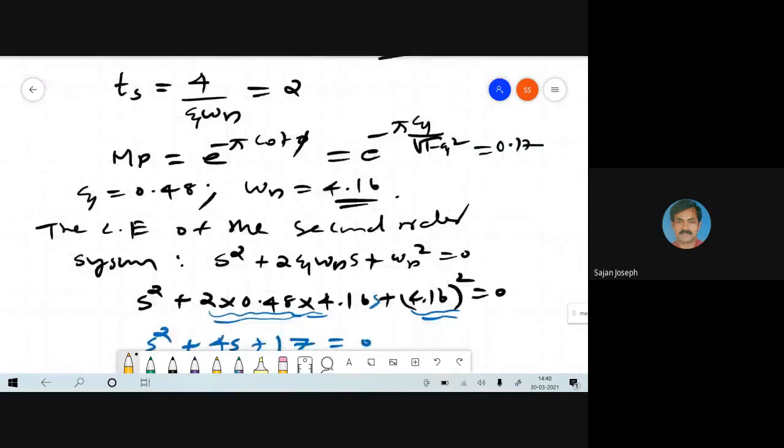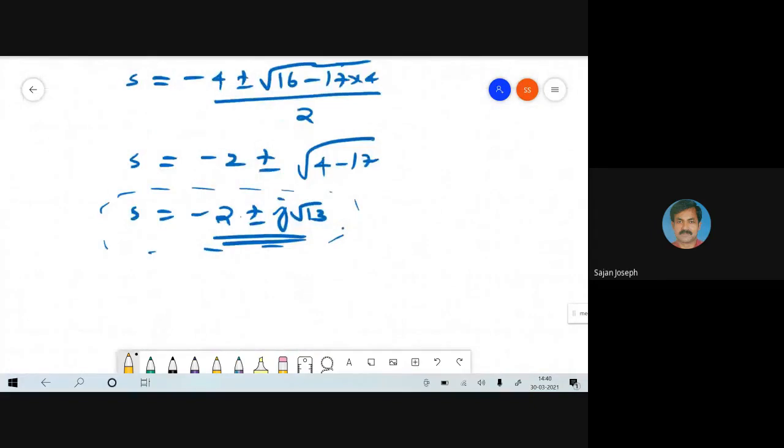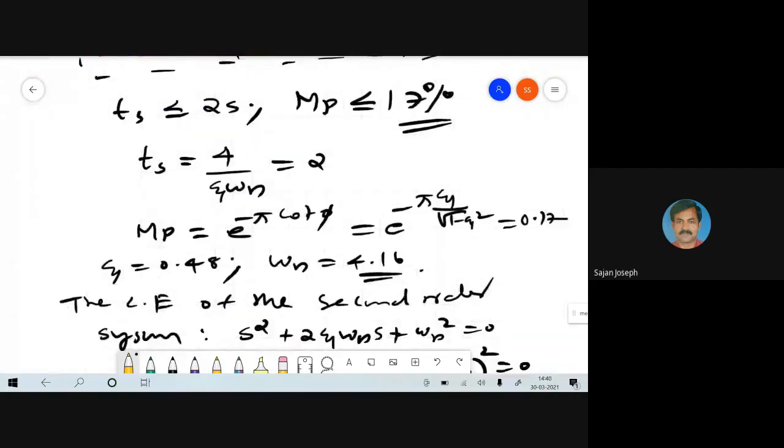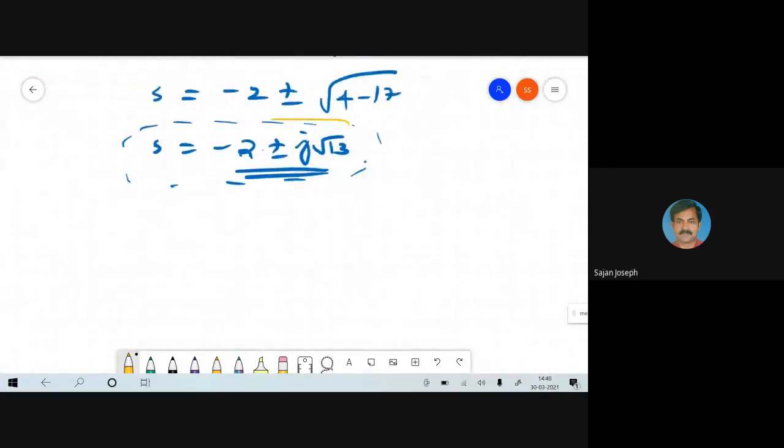And we will assume that two of the roots of the system after adding the controller are at these 2 locations. Then there is a third root also, and we will place the third root far away from these roots. And what is the advantage? If a root is placed far away, then the influence of the added root on the performance of the system will be almost negligible.